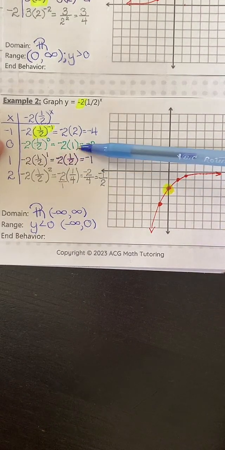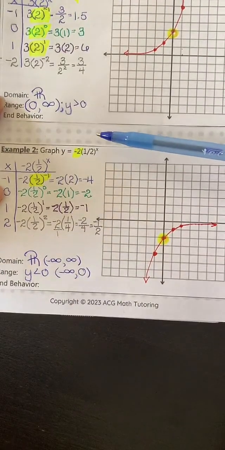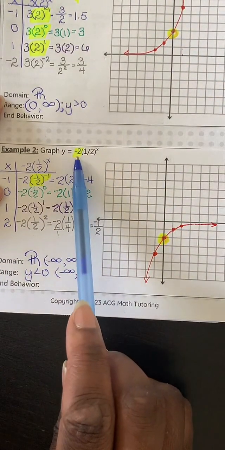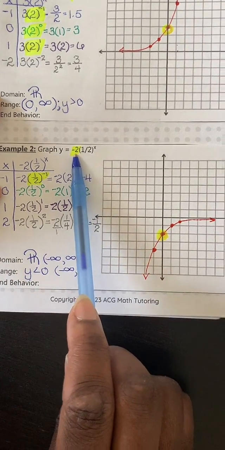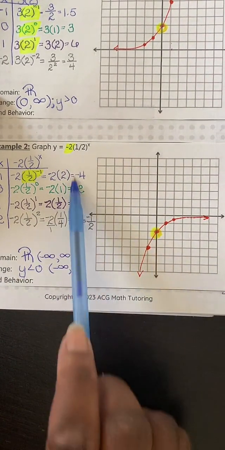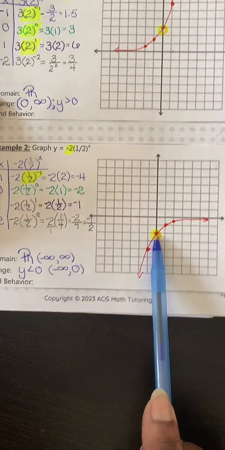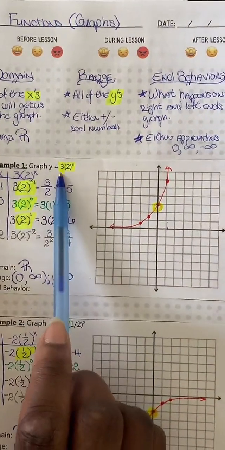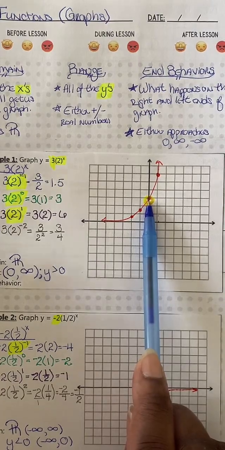In fact, you probably don't have to do the 0 because your a value, which is right here in front, is your y-intercept. You don't believe me? Look at the graph. It says -2, here's 0, -2. This said +3, here it is at 0, 3.